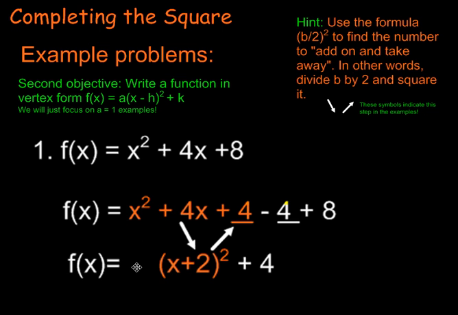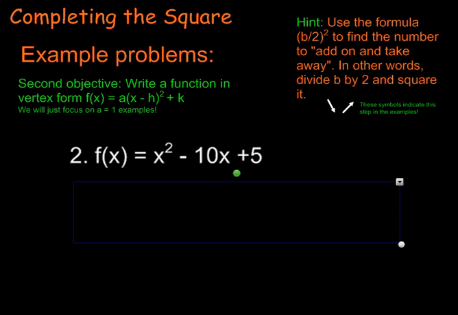So in this particular problem, we take positive 4, divide that by 2, square it, and we'll add 4 on and take 4 away. The items in orange become the perfect square trinomial, hence completing the square. And then what's left over is a constant, negative 4 plus 8, which in this case ends up being plus 4. The vertex form of this particular function would be f of x equals the quantity x plus 2 squared plus 4. The vertex point would be negative 2, positive 4.